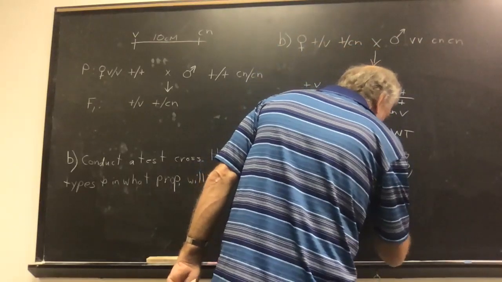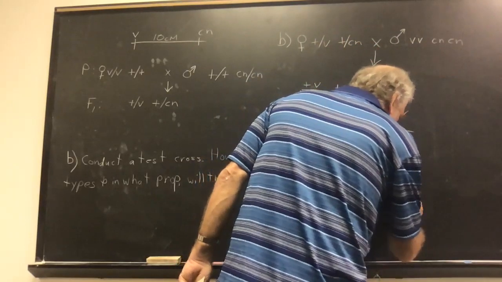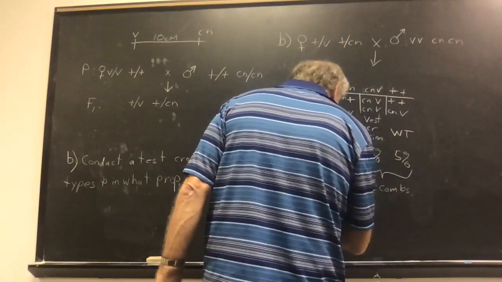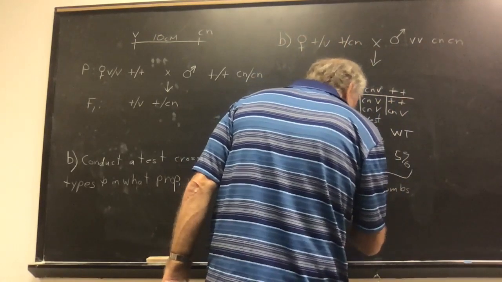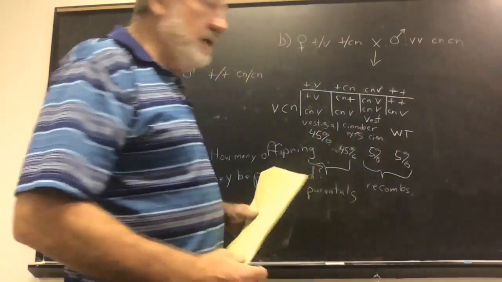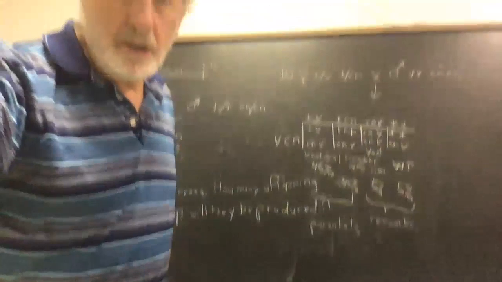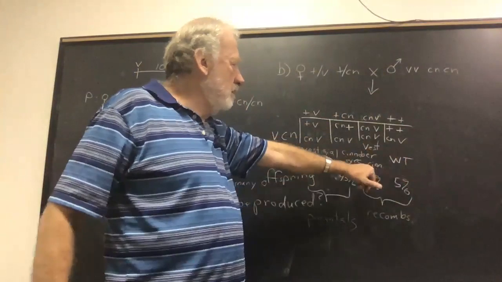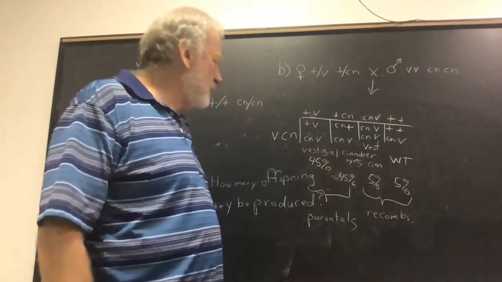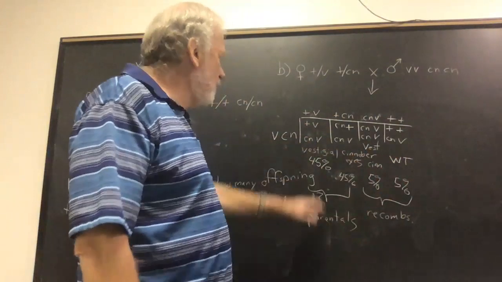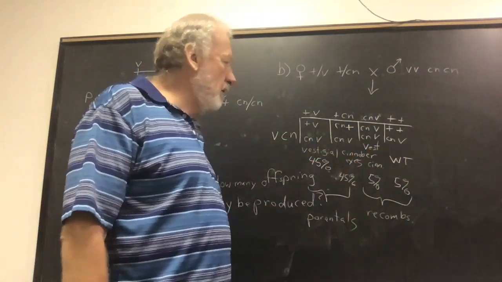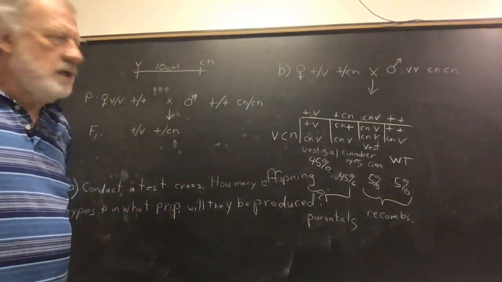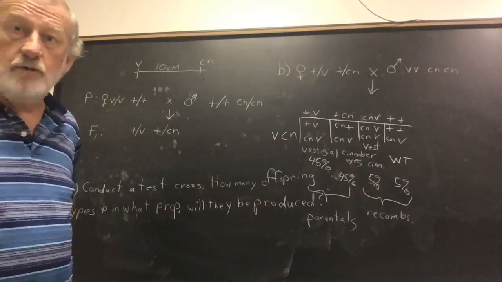So recombinants, and then down here are the parentals. Sorry for that messiness, but the computer only picks up so much. So we've got 10% recombinants here, vestigial cinnabar 5%, wild type 5%, and then 90% parentals, 45% vestigial, 45% cinnabar. And that's how you do a cross like that. And that's all I've got for the problems for chapter 7, which again are due at the end of the week.